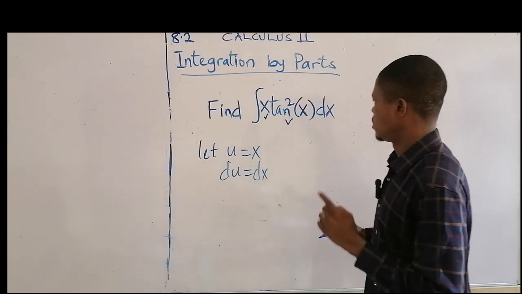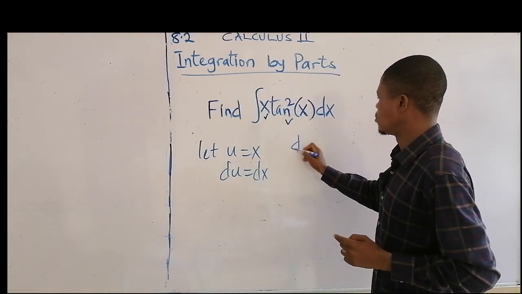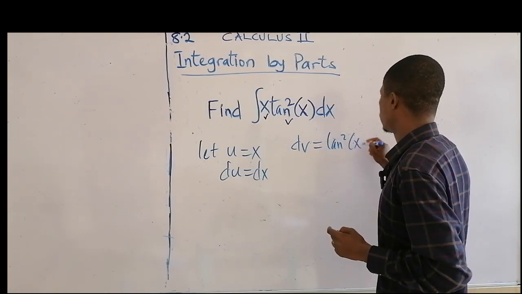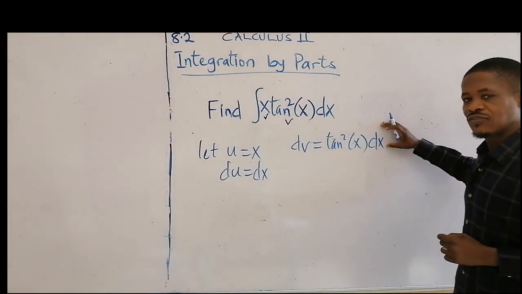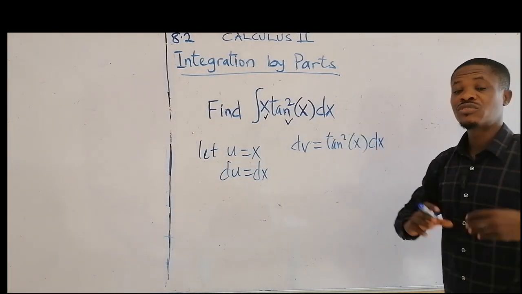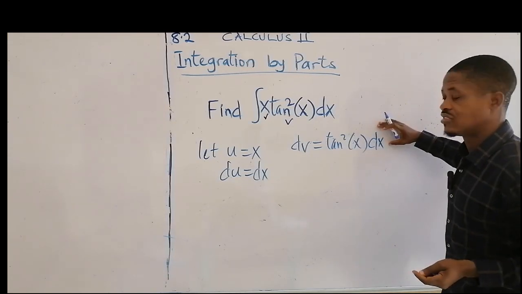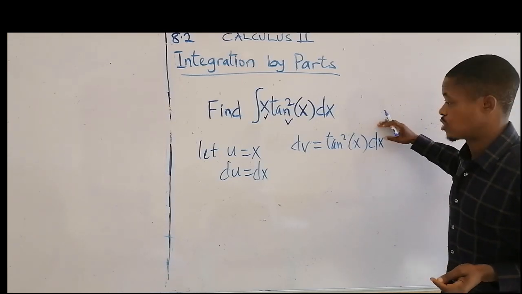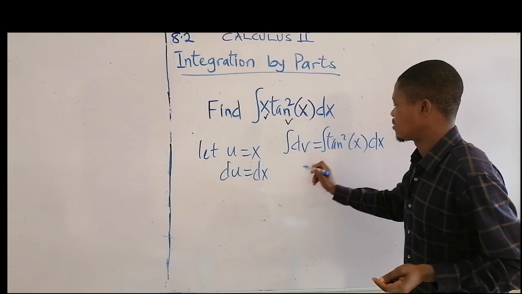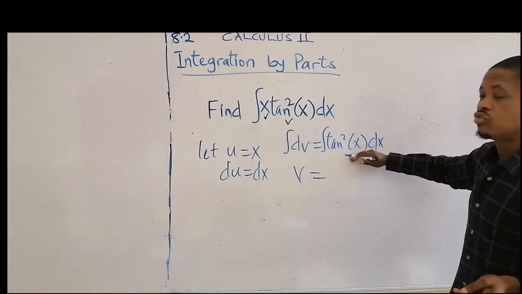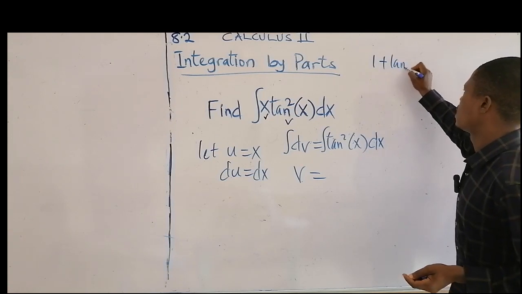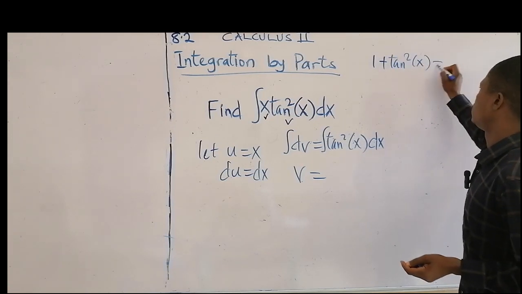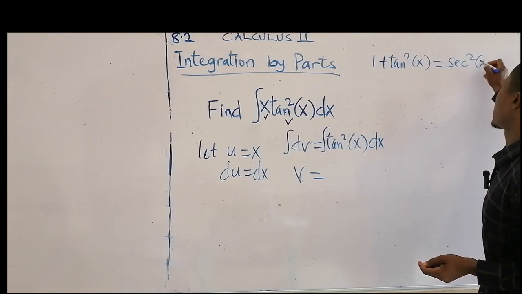dx. Okay, then the v now is equal to what? Integral of tan square x dx. Okay, but the challenge for this tan square x is that there is no direct table for integral of tan square x, because we have to integrate both sides. So we're going to use identity. Don't forget that 1 plus tan square x is equal to what? Is equal to sec² x.